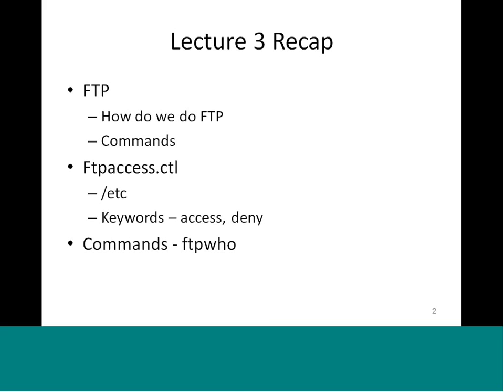We learned about the ftpaccess control file, or CTL. This particular file resides in the /etc area, and it is the main file used to provide access to users. There we use several keywords such as access, deny, read only, write only, to make sure that whoever is connecting to do any kind of FTP activity has all the permissions he or she needs to do the file transfers. Then we also learned some administrative commands like ftpwho, ftpcount, and the ping command that we all know about, to see how we can transfer effectively. So I hope it was interesting for you all.